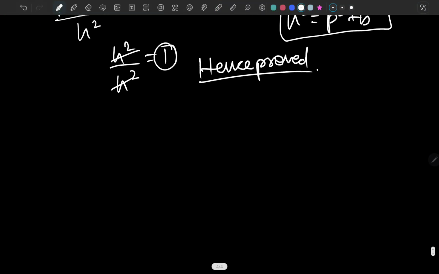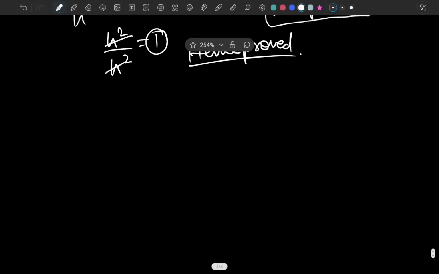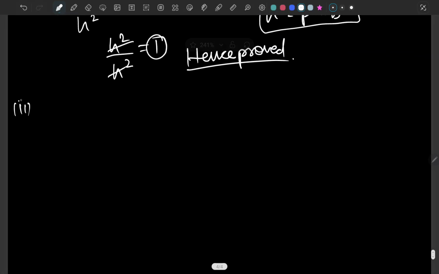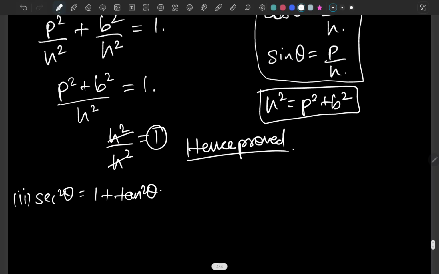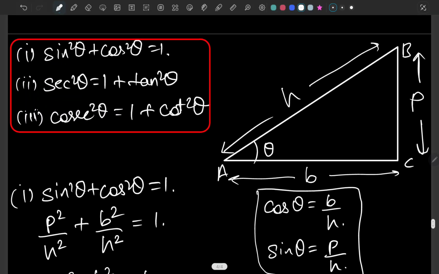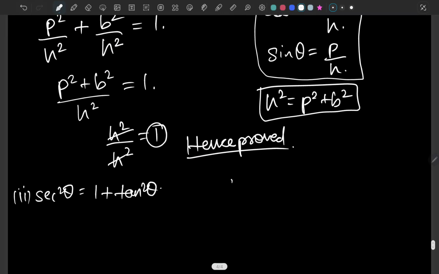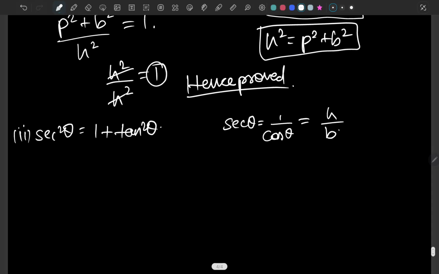Now let's prove the second and third ones as well. The second one is secant squared theta equals 1 plus tangent squared theta. From the triangle, we can say that secant theta is the reciprocal of cosine theta, so secant theta is 1 over cosine theta, which is h over b, right? And tangent theta is sine theta over cosine theta, and it comes out to be p over b, right?